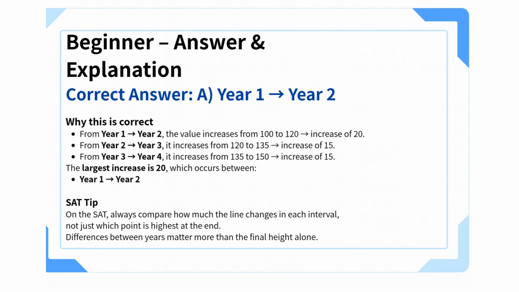From year 1 to year 2, the value rises from 100 to 120. That's an increase of 20. From year 2 to year 3, the sales go from 120 to 135, which is an increase of 15. And from year 3 to year 4, the value increases from 135 to 150, again an increase of 15. When we compare these increases, 20, 15, and 15, the largest change is 20, and it appears only once. It happens between year 1 and year 2, which makes it the correct answer.